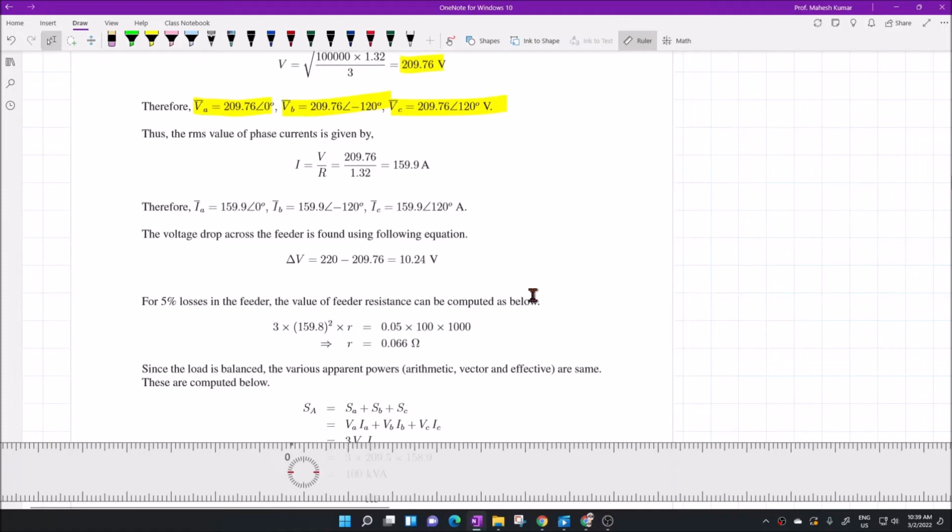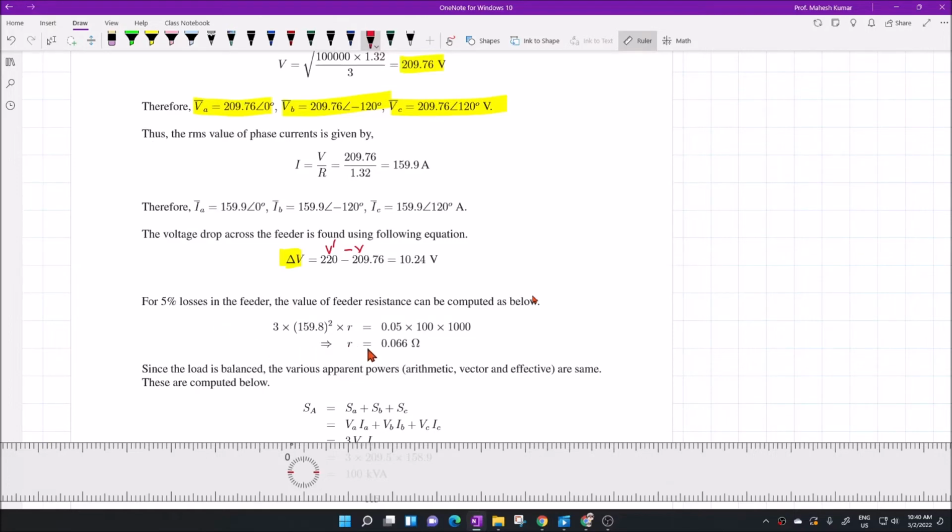The next step is to find out the feeder resistance. You can also find out the voltage drop. Delta V will be nothing but V dash minus V. This is the voltage drop. So it's about 10.24 volt, around 10 volts voltage drop. That is quite acceptable. Now let us find out the value of resistance for which we get 5% losses.